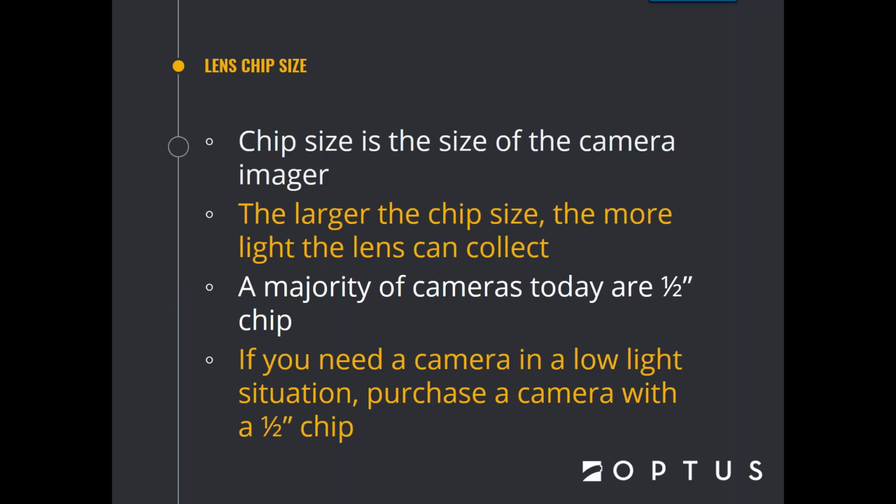All right, let's talk about lens chip size. Again, this will be on a camera's spec sheet. The chip size is basically the size of the camera imager. The larger the chip size, the more light the lens can collect. You'll see chip sizes range from 1/4 of an inch to about 1/2 an inch. A majority of the cameras out there today have a 1/2 inch chip.